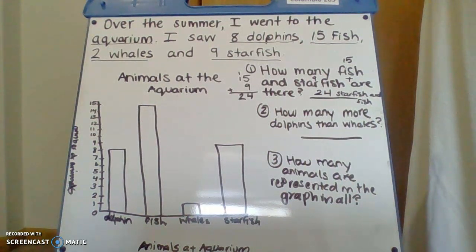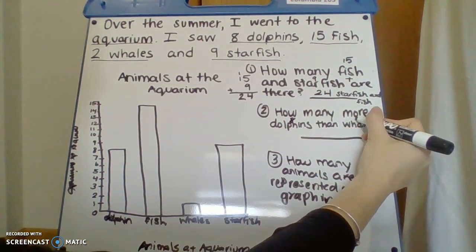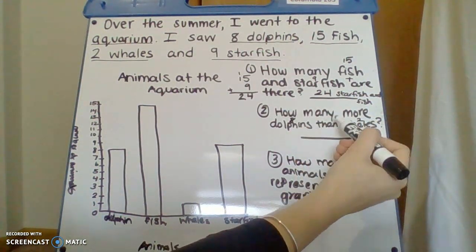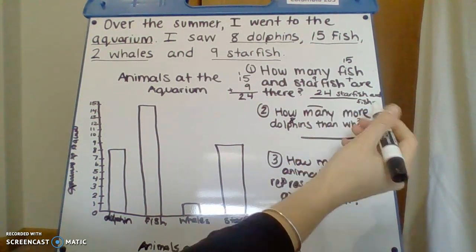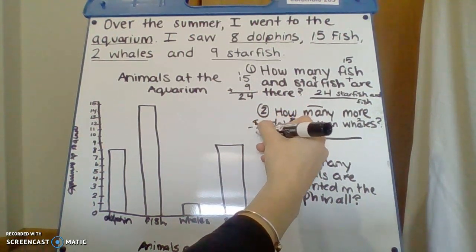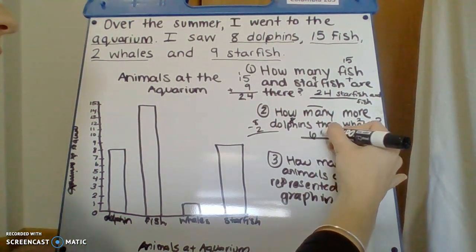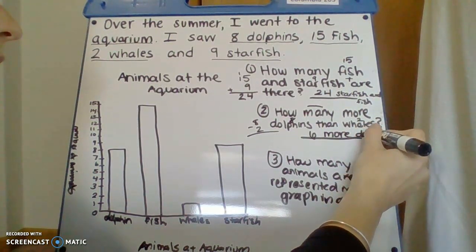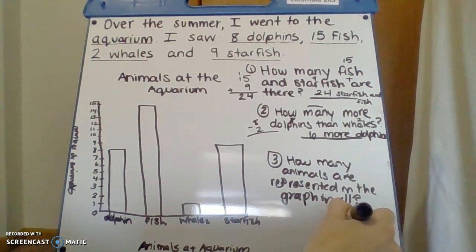How many more dolphins than whales? Again, refer to your chart. You have 8 dolphins, 2 whales. How many more? That's an important word that we've been talking about for a while now. How many more, you should know that tells you to subtract. So 8 minus 2, which is going to give you 6. 6 more dolphins. Those labels are important.